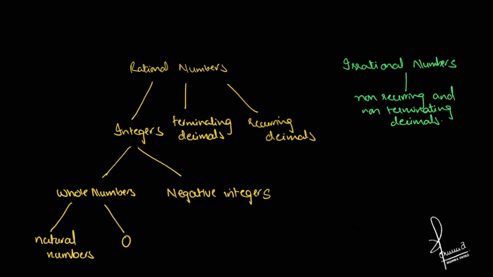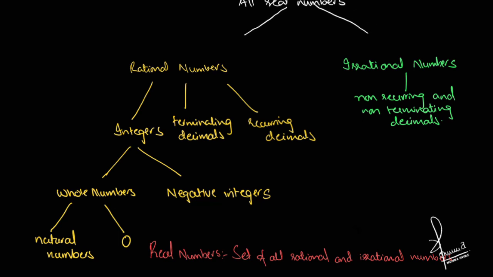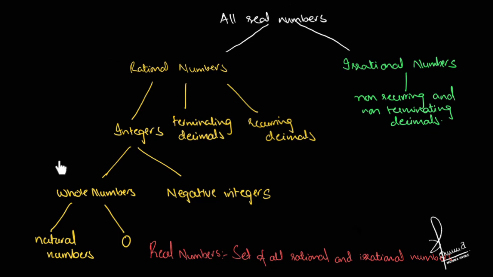Now one more set that I'm going to talk about is the set of all real numbers. And what is that? The set of real numbers is the set of all rational and irrational numbers. So these two together make up the set of all real numbers, and this diagram or flow chart is basically a quick summary of all the groups of numbers that you have done in these 2 videos.